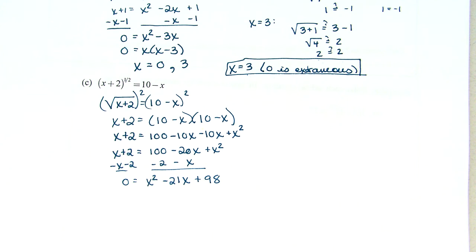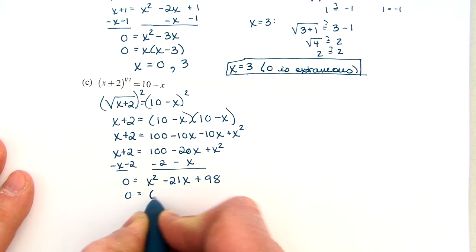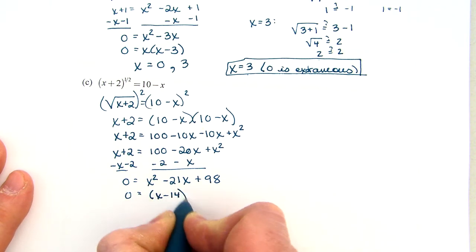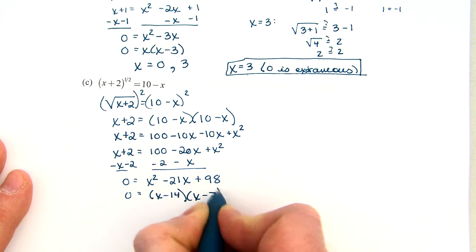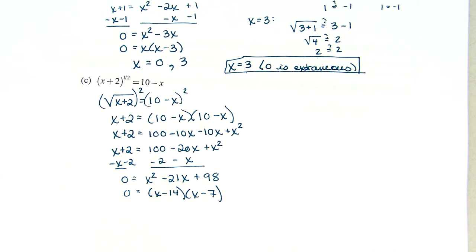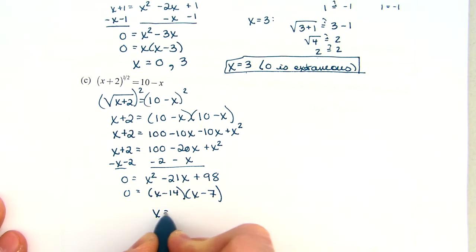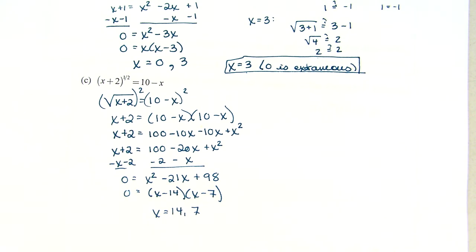Who was able to factor? Dean, what do you have for your factoring? Yeah, that's going to work. X minus 14, X minus 7. Were you going to say that? So I think we're going to get 14 and 7 for our two possibilities.